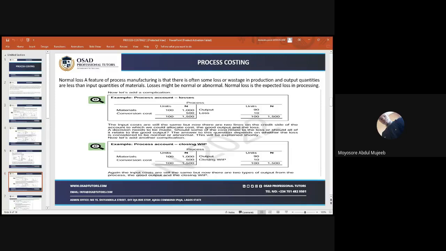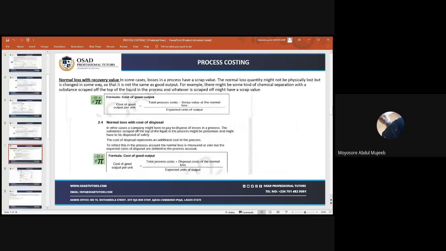Now, this process account, are you following this clearly? Okay, we have done this before. We are talking about the normal loss and all. Now, normal loss with recovery value. In some cases, losses in a process have scrap value.